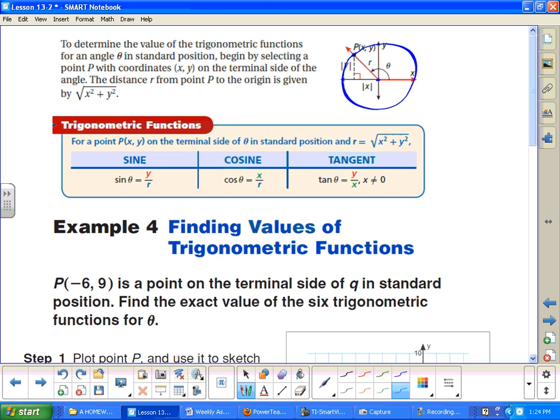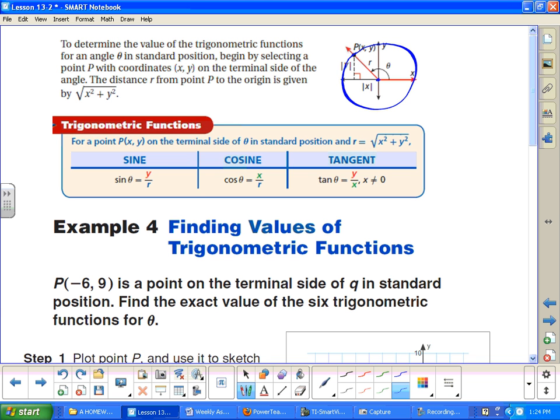How do I find the radius of this circle? I use the x and y to find it. Pythagorean theorem. So R, the radius, is equal to the square root of x squared plus y squared. And then we have three new definitions for sine, cosine, and tangent. Very simple. Sine, y over r. Cosine, x over r. And tangent is y over x.